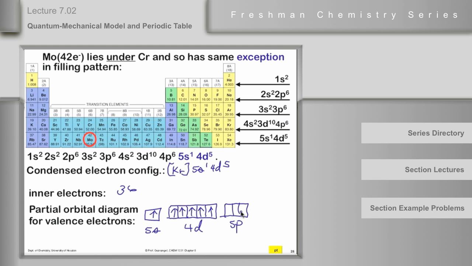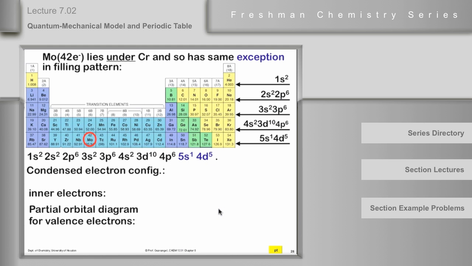l is equal to 1 for a p subshell. So it's plus 1, 0, minus 1. We've got 3 boxes there. If you remember the relationship between the quantum numbers, you can figure this out. Okay, let's go ahead.